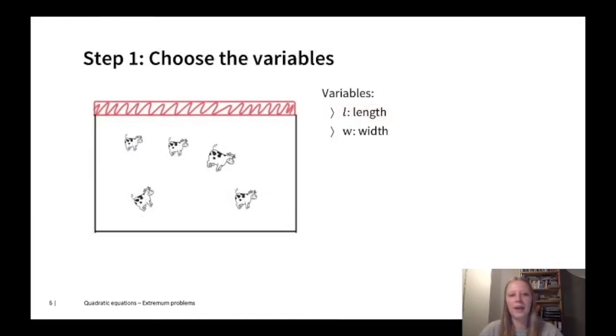Now our first step is to choose the variables. Laura has asked us to calculate the area. How do we do this? To determine the area we have to multiply the length with the width. In this case, we don't know what the length or the width is, so these are our two variables, and we're going to represent them each with a letter. We're going to use L for length and W for width. Let's put them on our sketch as well. You can see we have the width twice and the length only once because we don't need any wire to fence off the part where the wall of the stable is.